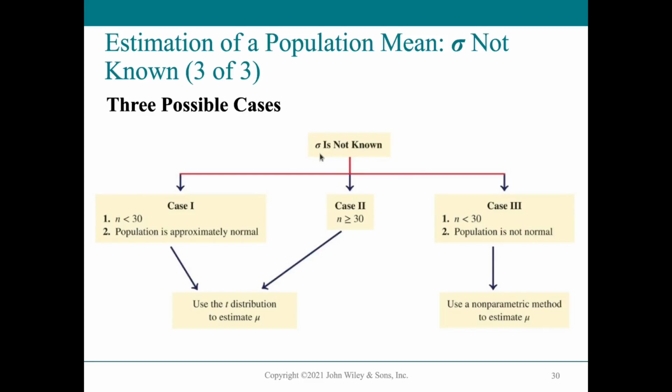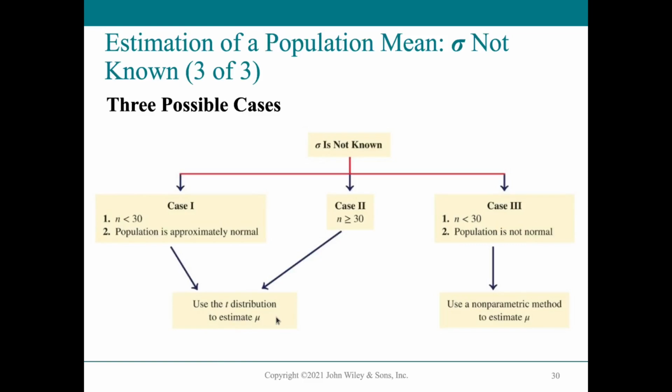So if you do not know sigma, the population standard deviation, in case 1 and case 2, where in case 1 we have a small sample size but it's a normal population, and in case 2 you have a large sample size, the way that we estimate it is the same. We are going to use the t distribution. Some people will say student's t distribution, or some people simply call it the t distribution. We are going to use the t distribution to estimate our mu.